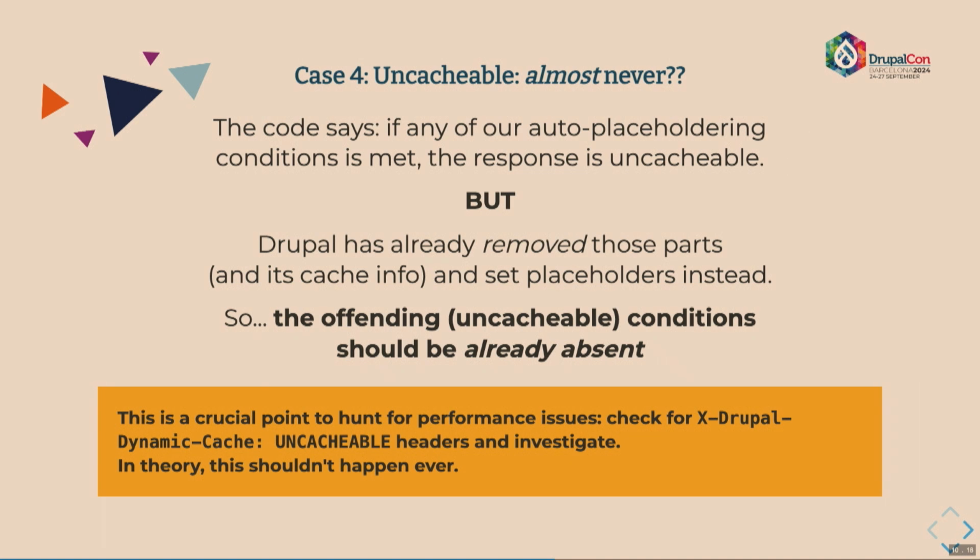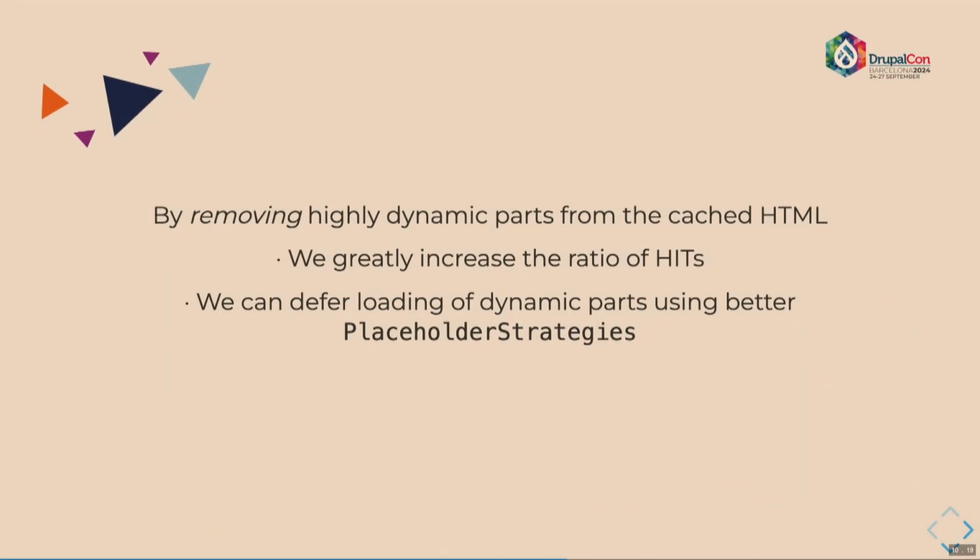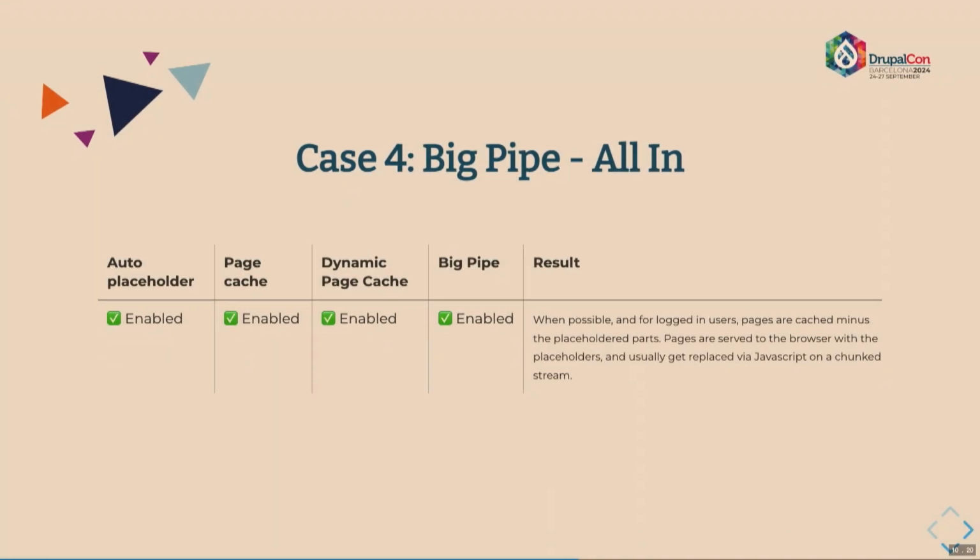If you see this header on your page with dynamic page cache, it means that something that should have been a placeholder has not been. So by removing this highly dynamic part from the cached HTML, we are increasing the ratio of hits. And also, the last thing that we are missing is that we are still using the single flush strategy, which is blocking, which is retrieving the page from the cache and then replacing the placeholders in the same request. So the only thing that we are missing is a better strategy for placeholders, and this is BigPipe.